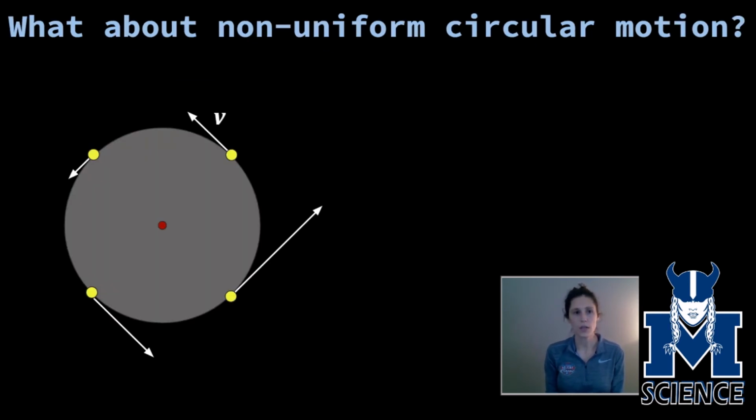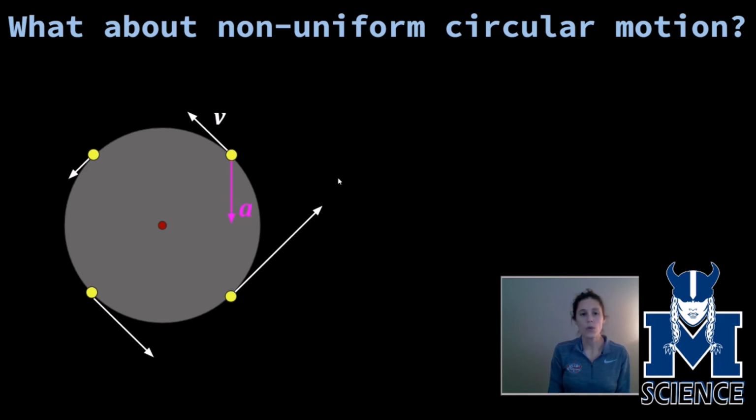I do want to talk about non-uniform circular motion for a minute. So what would happen if we have a velocity that is changing as it travels this circular path? Here we see the velocity decreases between here and here. The magnitude of the velocity and the direction of the velocity is changing. Its magnitude decreases, then increases, and increases a little more, and then it decreases. So we have a changing magnitude of velocity.